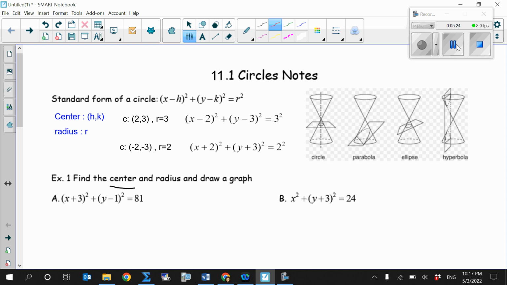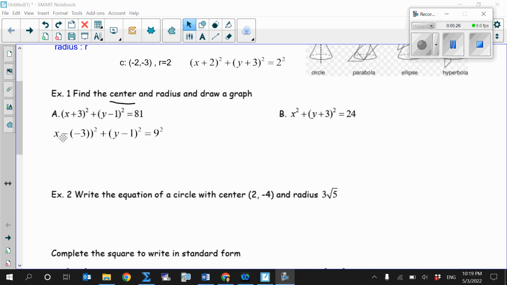So I'm going to rewrite the equation. Now my equation looks like this. It's (x minus negative 3) squared plus (y minus 1) squared, and it's equal to 9 squared, because 81 is 9 squared. Now it's easier for me to identify the center and the radius. The center has h and k values of negative 3 and 1.